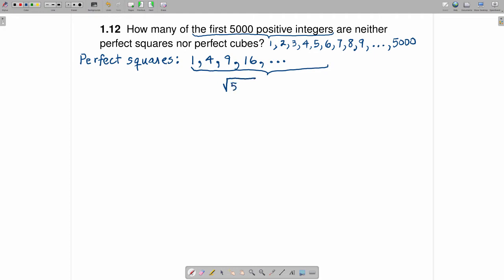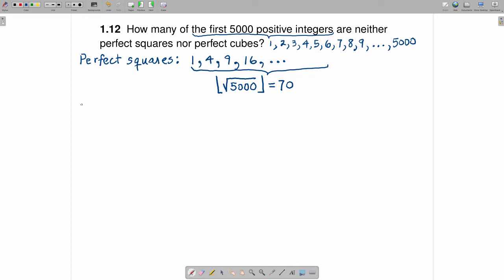In this case, if there's 5,000 of them, I should take the square root of 5,000. Now, there's a problem in that the square root of 5,000 may not be an integer. If it's not an integer, I want to take the floor of that, the next integer below it. When you take the square root of 5,000 on your calculator, you get a number between 70 and 71, so the floor comes down to 70. There are 70 perfect squares between 1 and 5,000.